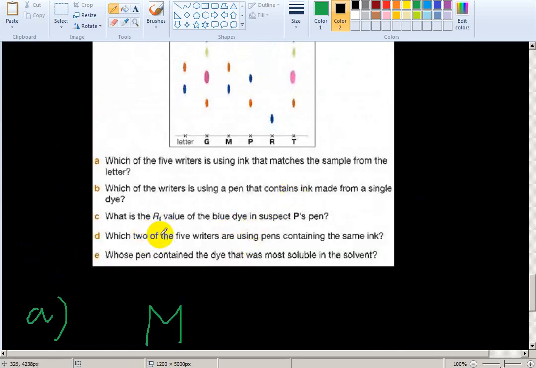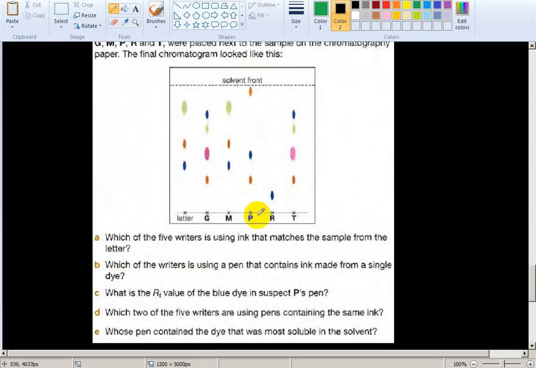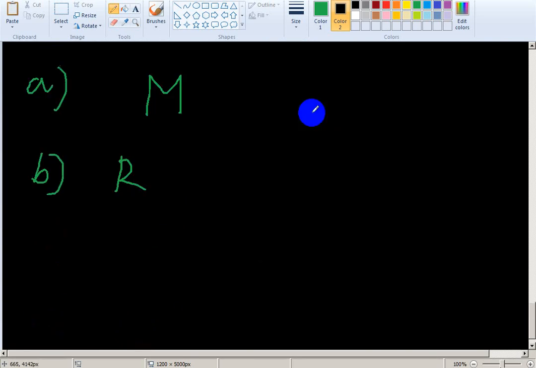Okay, next: what is the retardation factor of the blue dye in suspect P's pen? For the blue color of P's pen, we need to find the solvent distance first, and the dye distance. This is not possible to measure with a pencil; you measure with a scale and pencil. For example, the solvent moved 6.5 centimeters.